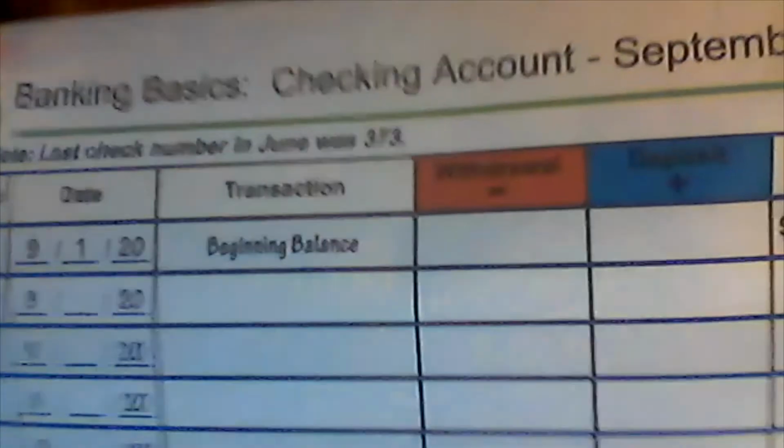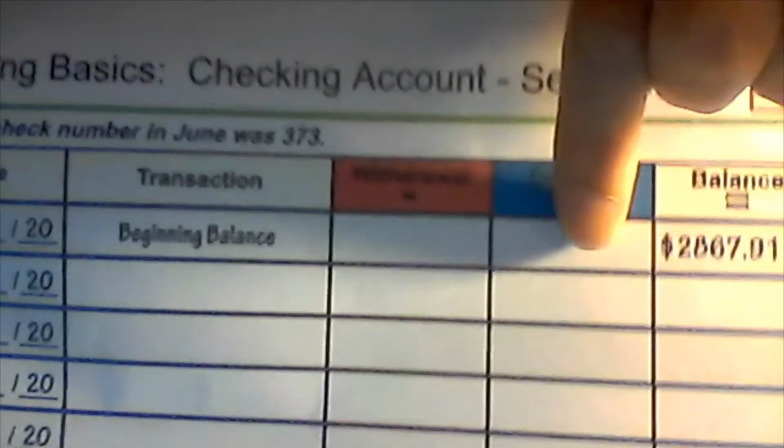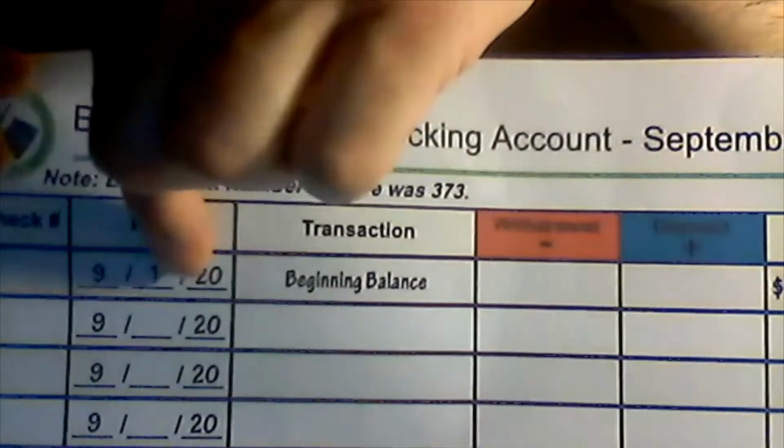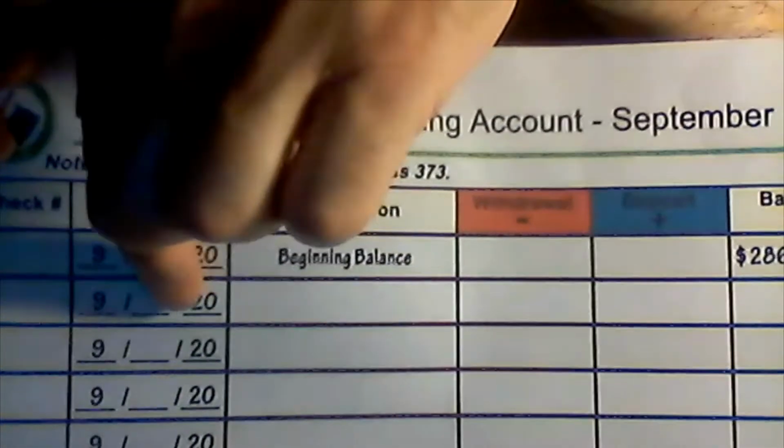But again, most people don't write checks now. They just use their cards to pay for things, their debit and or their credit card. With a debit card, it comes right out of your checking or your savings account, usually a checking, I think. When you write down money coming in and money going out, you have to put the date. It's important to keep track of the dates that money came in and went out.